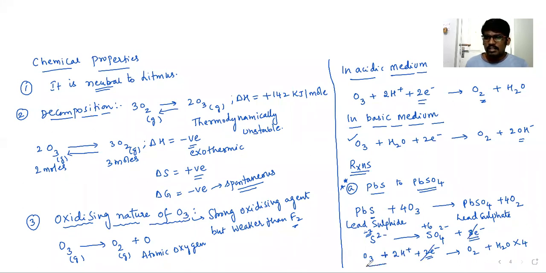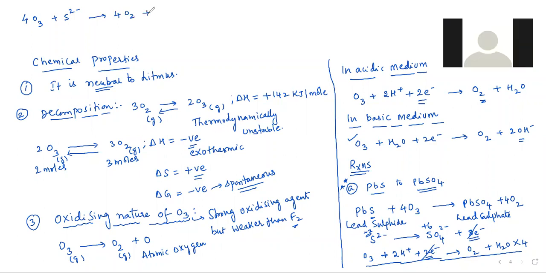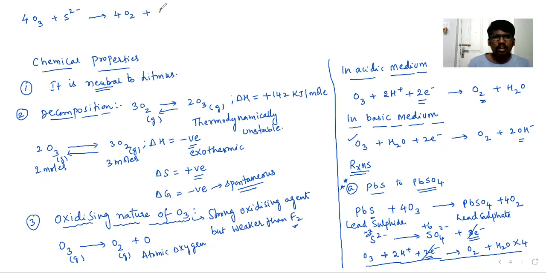If you add these, what you are going to get? 4O3, no? I'll be writing here. Check it on the top. 4O3, and what we have? S2 minus. Other side what we have? 4O2. 8H. H plus would be leaving, not an issue. And other side what we have? SO4 2 minus. S2 minus, SO4 2 minus.